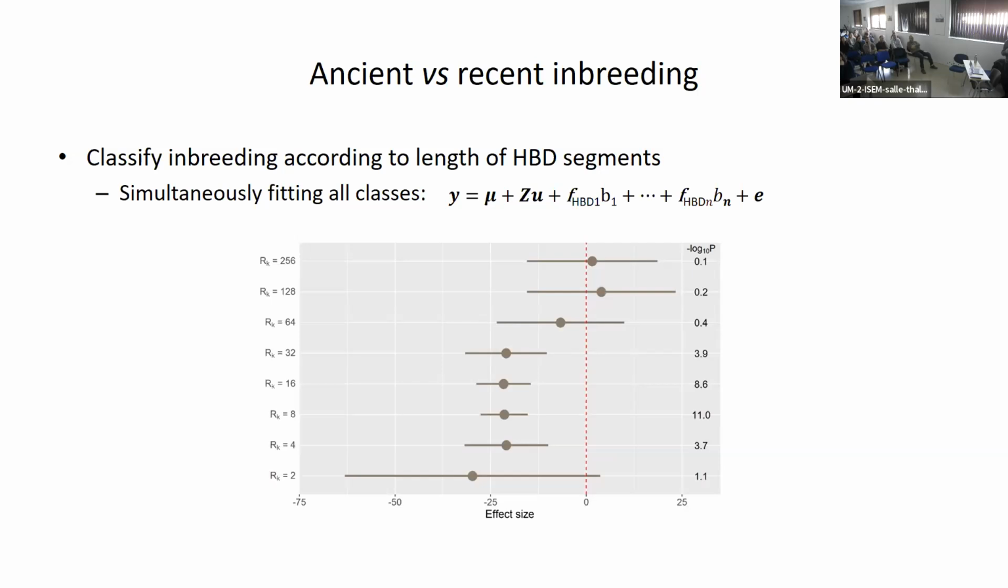So we fit the effect of each class simultaneously. And the effect is more negative for the recent inbreeding, which is on the bottom, and there is no effect for the ancient inbreeding, which is on the top here. So this is the effect size, and the significance is here. The four classes here, which represent ancient inbreeding, are significant, and these ones are not.